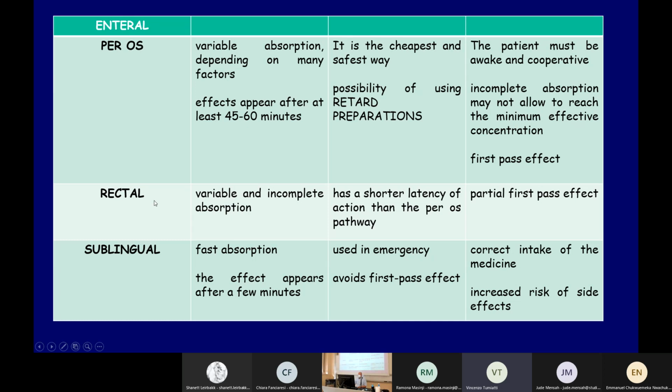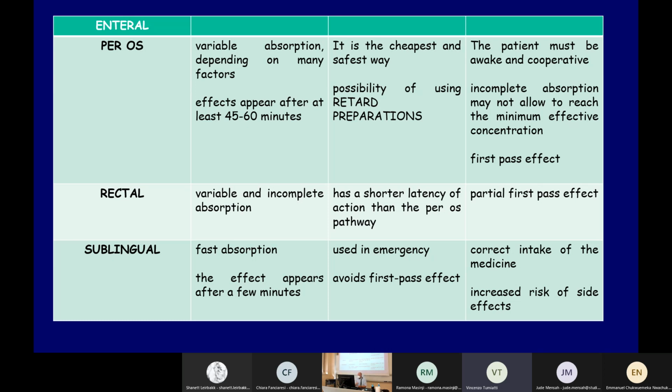Rectal, also in this case, has a variable and incomplete absorption and a shorter latency of action, but you see again partial first pass effect. Also in this case, your drugs can be led to the liver.